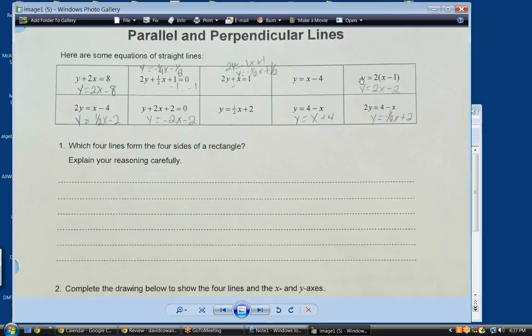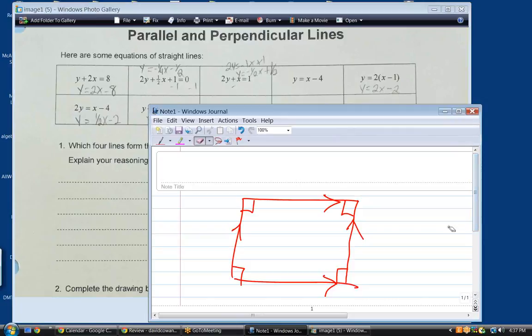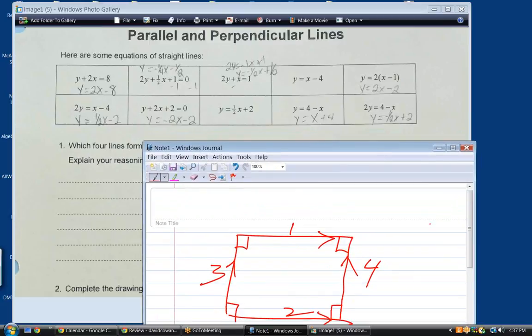Okay? They've given us 8 equations of straight line. Well, we only need 4. In other words, that's going to be 1, that's going to be another one, a third, a fourth. Each of the equations of those 4 lines will form a rectangle if we pick the right 4. So the first thing we need to do is figure out 2 lines that have the same slope. Wouldn't be a bad starting place. Which 2 lines have the same slope?